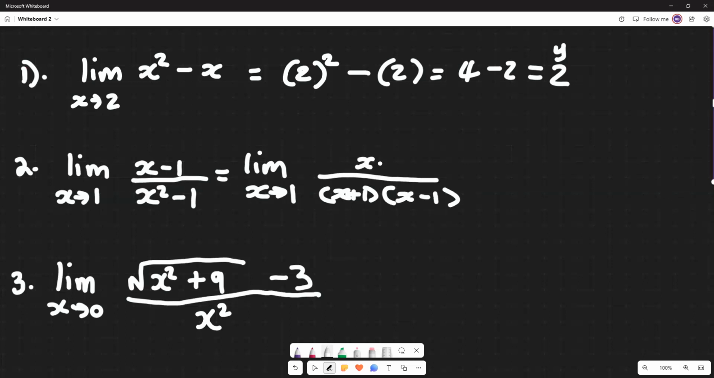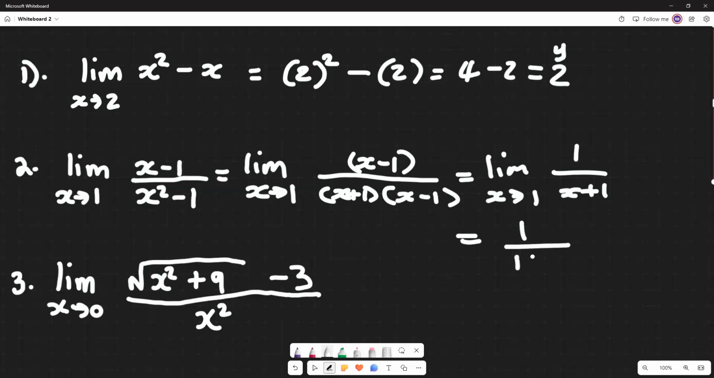And then on top, it's x minus 1. And we can see that this becomes a limit as x approaches 1. This bracket will cancel with that one. So I'm left with 1 over x plus 1. Now I can do direct substitution, which is 1 plus 1. So the limit is half. So the limit of that function as x approaches 1 is half, right?